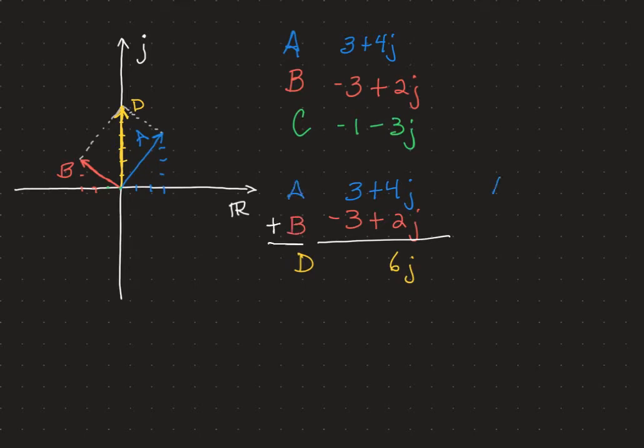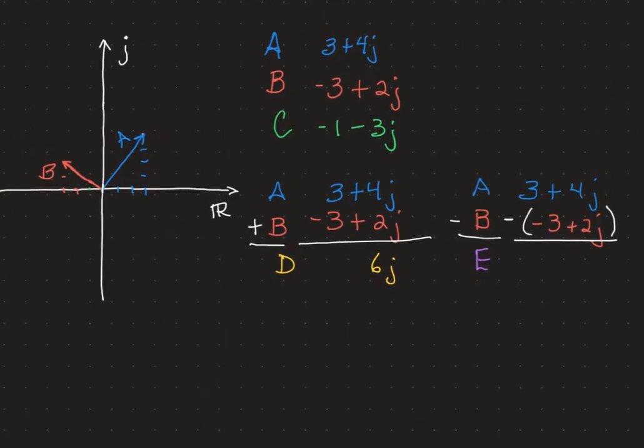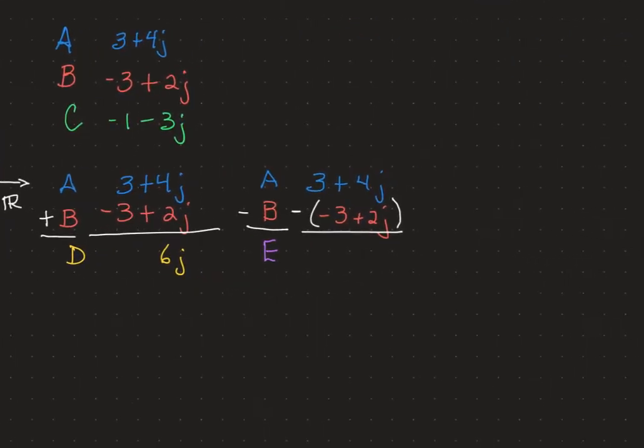But what if instead of adding A and B, what if we subtracted B from A? What would we get? We could call that number E. So we would write that as 3 plus 4j minus the entire complex number of B, negative 3 plus 2j. That means we need some more room here. Okay, because I'm going to have to rewrite this in order to go ahead and add it.